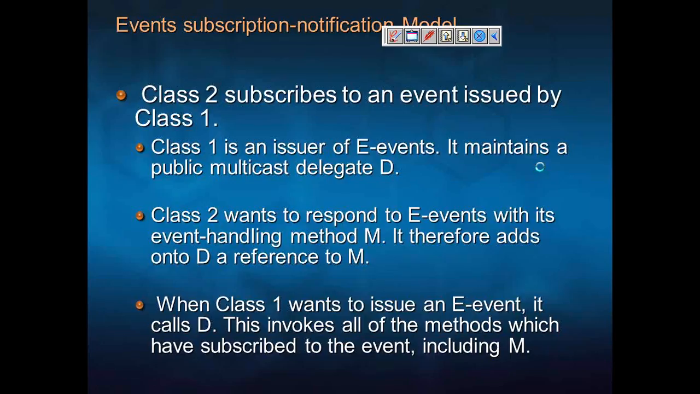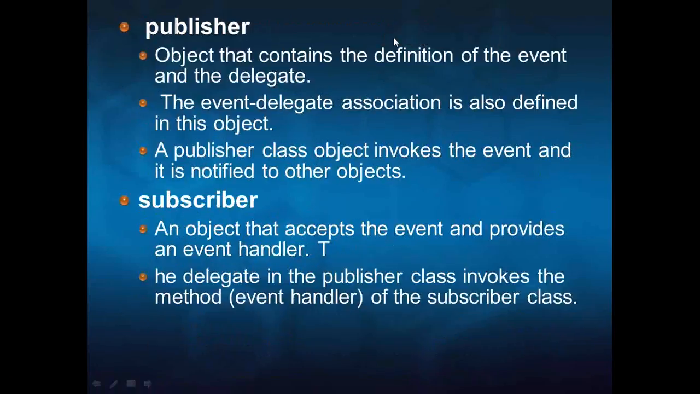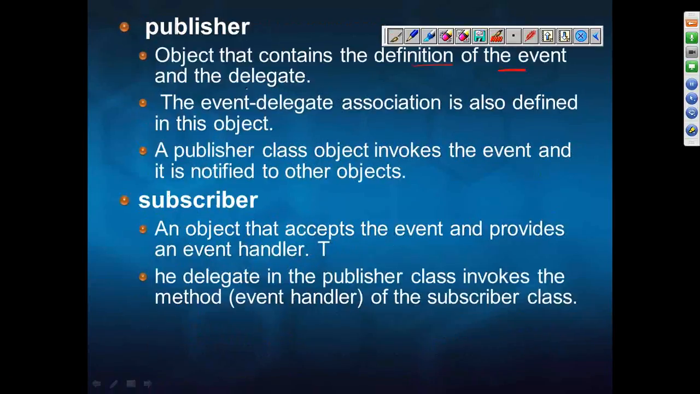In the publisher class, we will have three things. One is the definition of the event and the delegate. Then the event-delegate association. What is the event-delegate association? It is pointing, or holding a reference of a method by the delegate. This will also be in the publisher class.